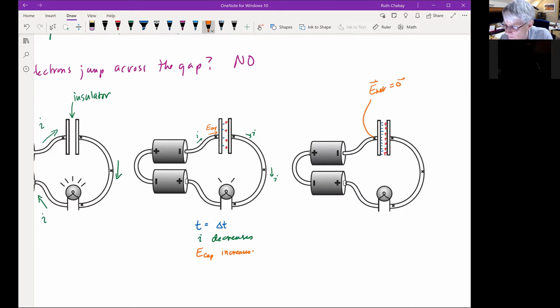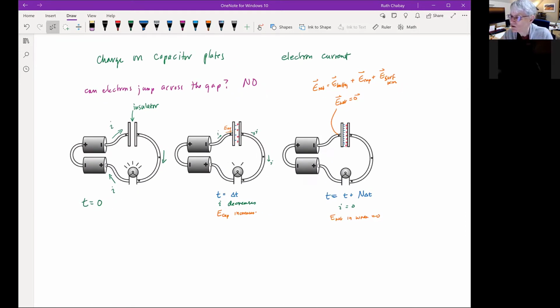Because E net is going to be the electric field of the battery plus the electric field of the capacitor plus the electric field of the charge on the surface of the wire. And so, in fact, at t equals t plus lots of delta t's, the current equals 0, and E net in the wires equals 0.